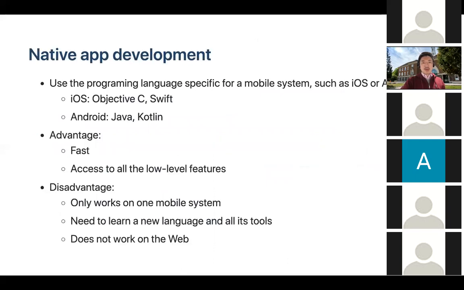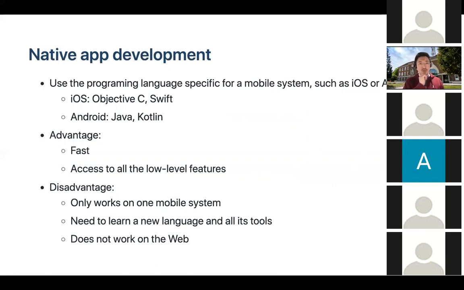A little bit of background in terms of mobile app development. There are two different ways, and some of you might be aware. The first one is called native app development. This uses programming languages specific to mobile systems, such as iOS or Android. These are the two big ones. There used to be Windows and even BlackBerry as well, but these have mostly disappeared now.